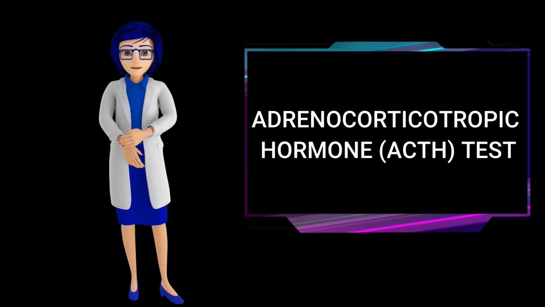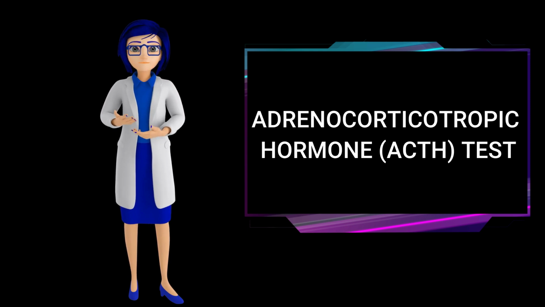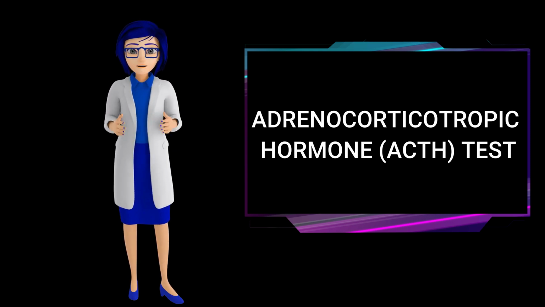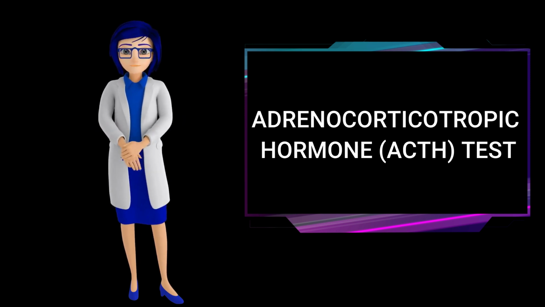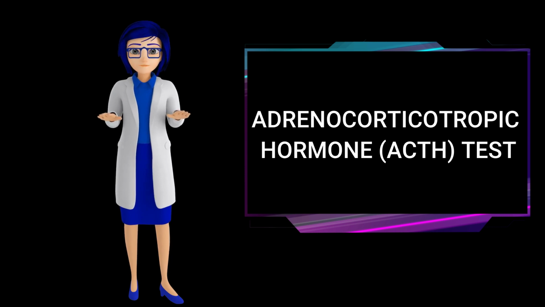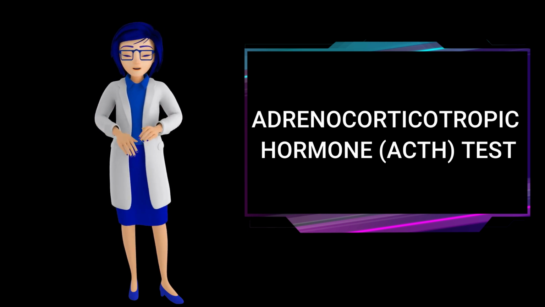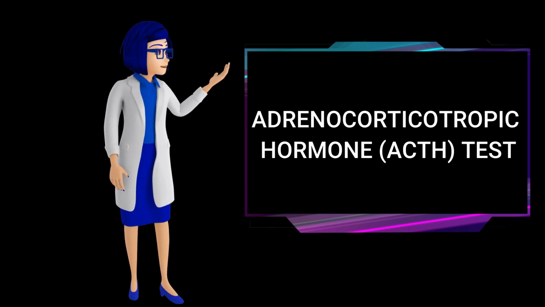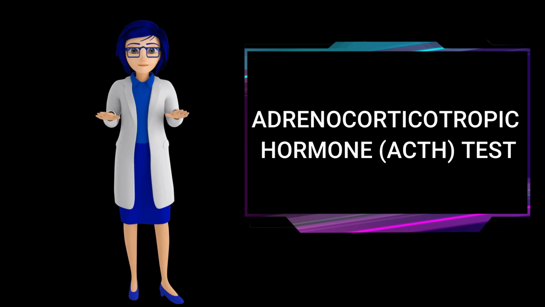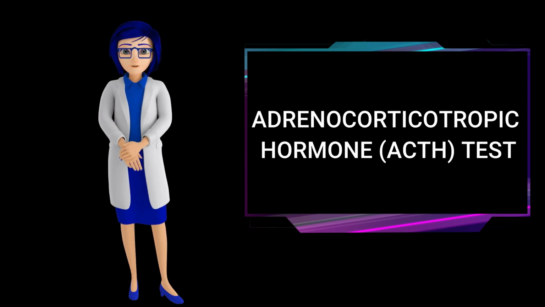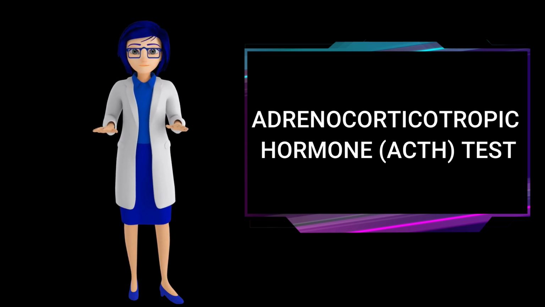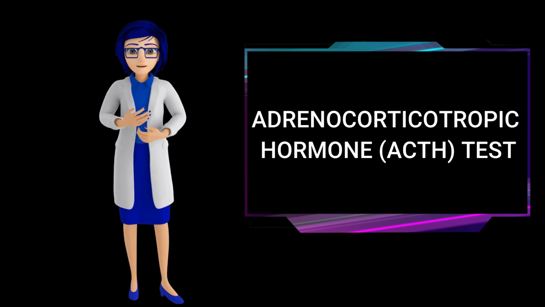What do the results mean? Results of an ACTH test are often compared with the results of cortisol tests and may show one of the following: high ACTH and high cortisol levels. This may mean Cushing's disease. Low ACTH and high cortisol levels. This may mean Cushing's syndrome or a tumor of the adrenal gland. High ACTH and low cortisol levels. This may mean Addison disease. Low ACTH and low cortisol levels. This may mean hypopituitarism.